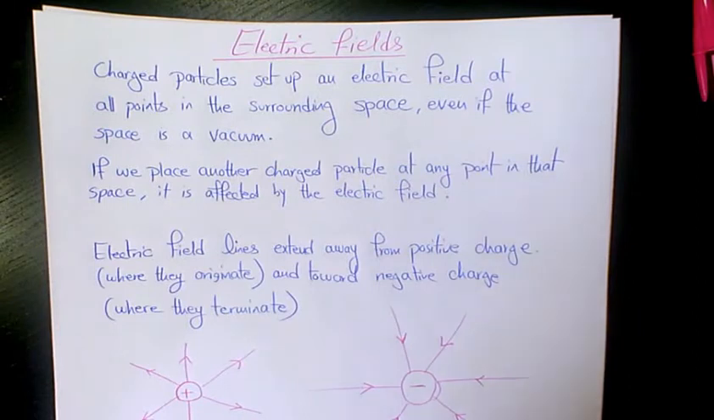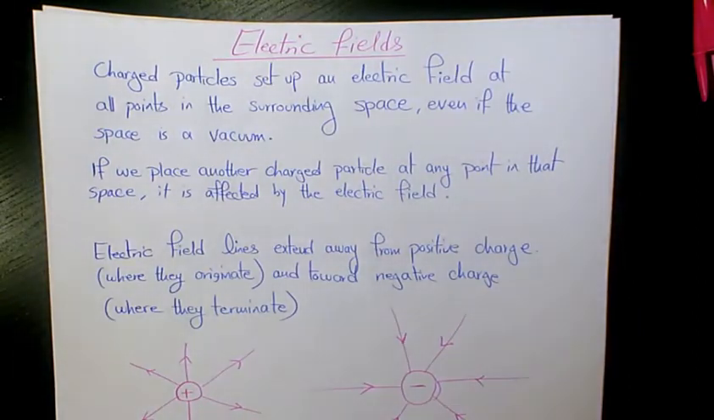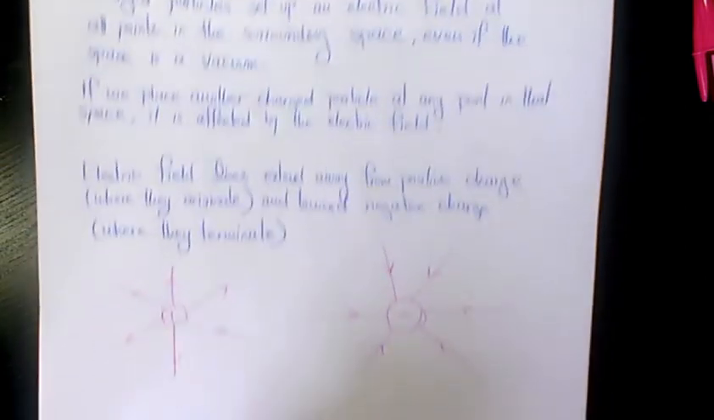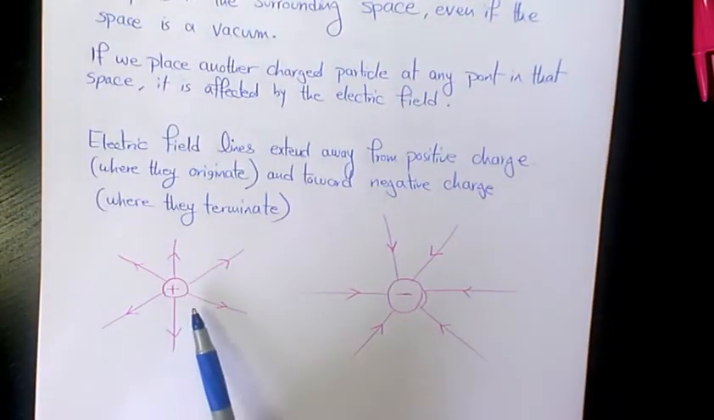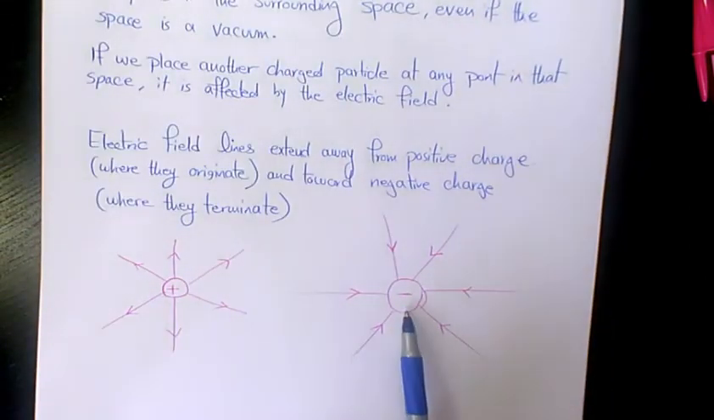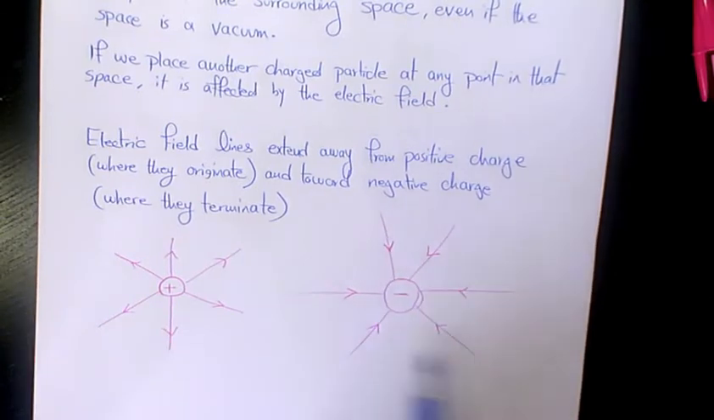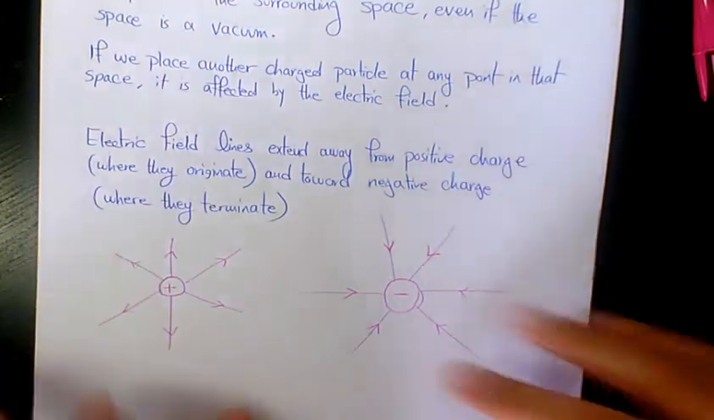Electric field lines extend away from positive charge, where they originate, and toward negative charge, where they terminate. As you see here, the field is going away from the positive charge, and the electric field is going to go toward the negative charge.